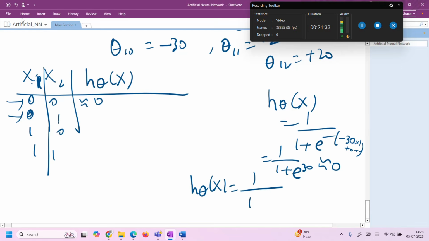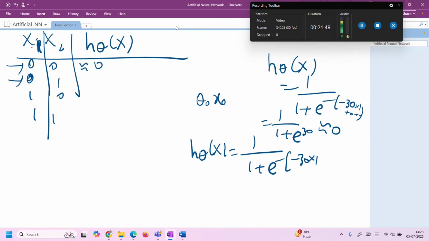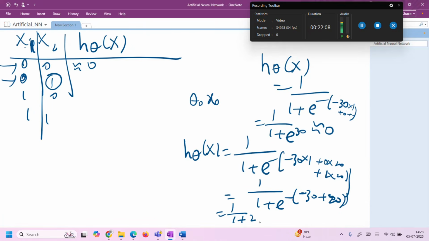Now you take next, x1 is 0, x2 is 1, so what will be the value of this function? 1 divided by 1 plus e to the power minus, so the first term is minus 30 into 1, which is actually theta 0 times x0. Then the next is theta 11 times x1, so theta 11 is plus 20, and x1 is 0, so plus 0 into 20, plus x2 is 1, so it is 1 into 20, right? So it becomes 1 divided by 1 plus e to the power minus 30 plus 20, which is 1 divided by 1 plus e to the power plus 10. So e to the power plus 10 is also a very large number, 1 divided by that is almost equal to 0, so this is also approximately equal to 0.